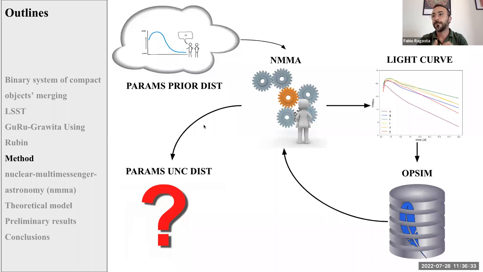The goal of this project is to see what the expected uncertainties are for this model, and how they impact the knowledge that we can gather, for instance, on the equation of state of the compact objects that are in binary systems that produce such light waves.